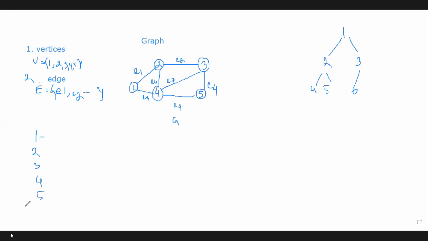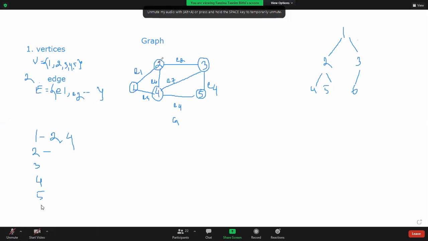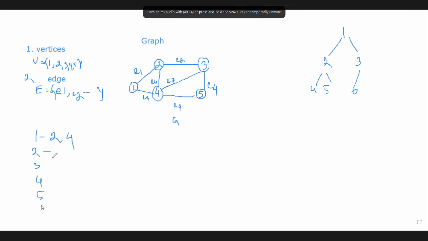So now we can create an adjacency list. For node 1, the adjacent nodes are 2 and 4, because there is a direct relationship between 1 and 2 as well as 1 and 4. And for 2, how many nodes are its adjacent nodes? There is an edge between 2 and 3, another edge between 2 and 4, and another edge between 2 and 1. So for 2, the adjacent nodes are 1, 3, and 4.